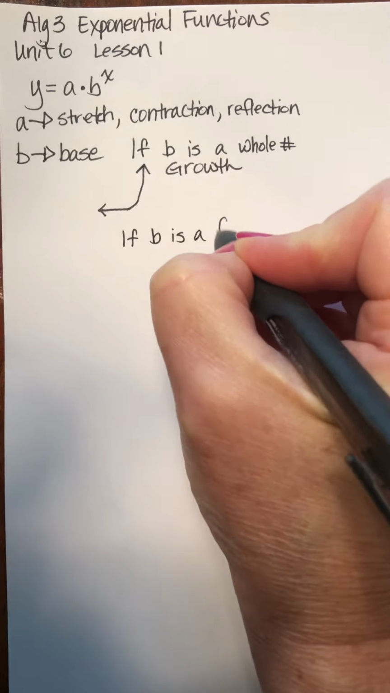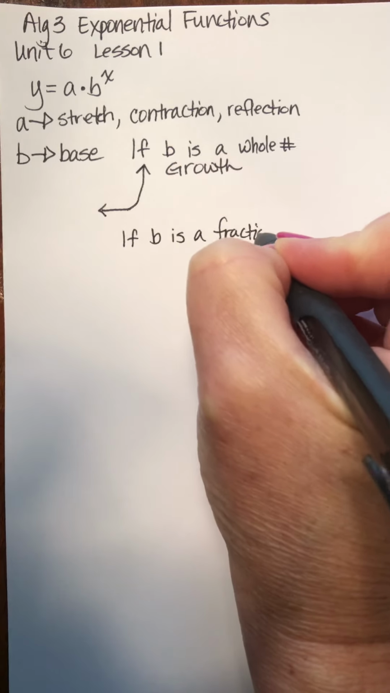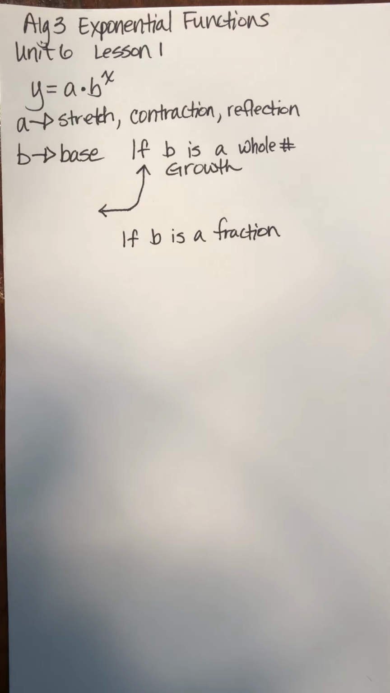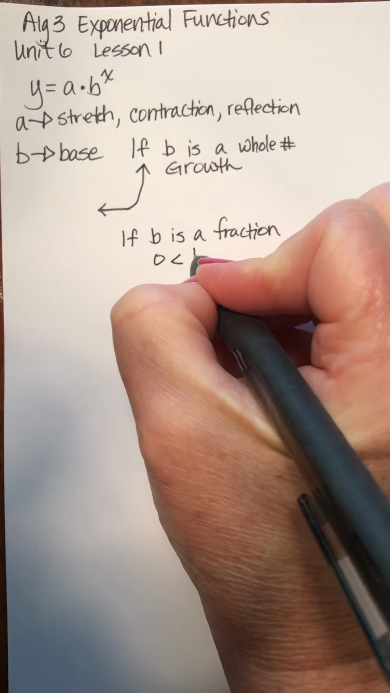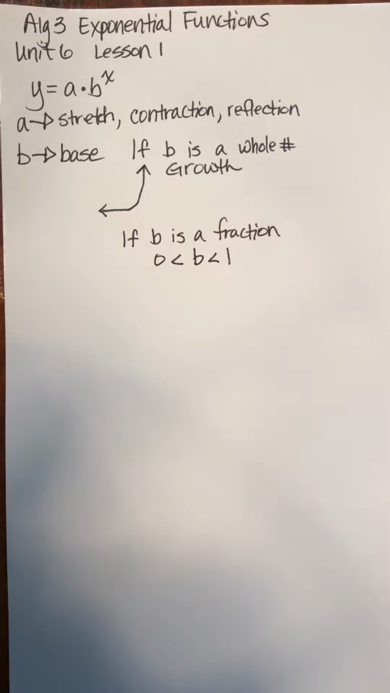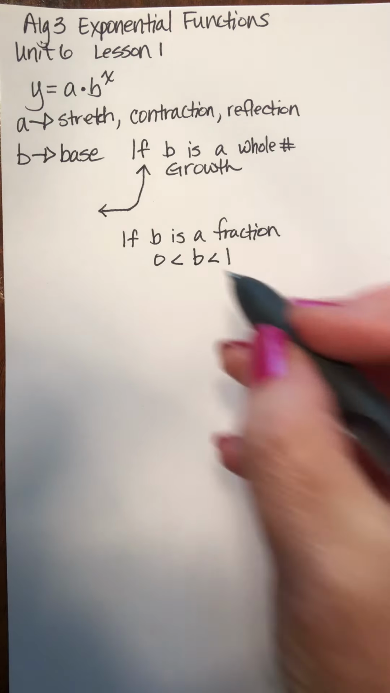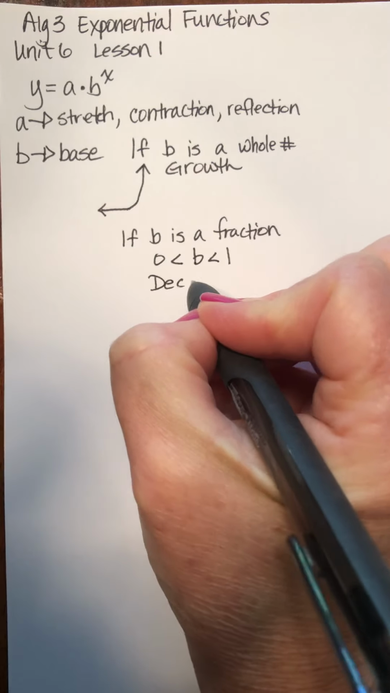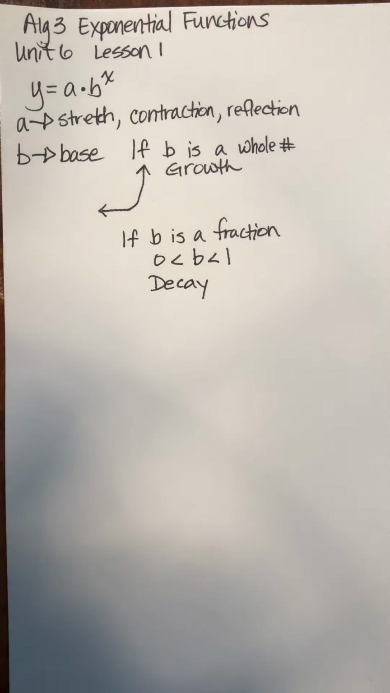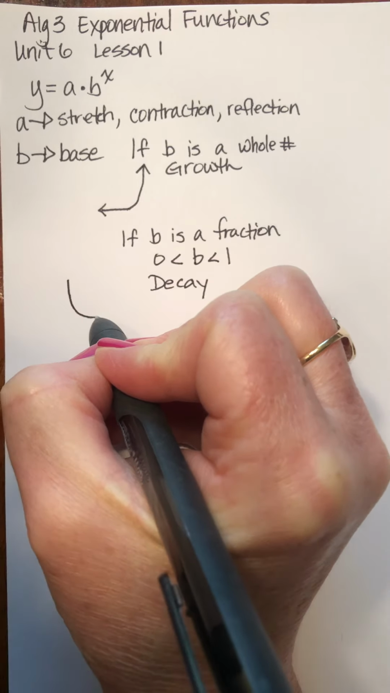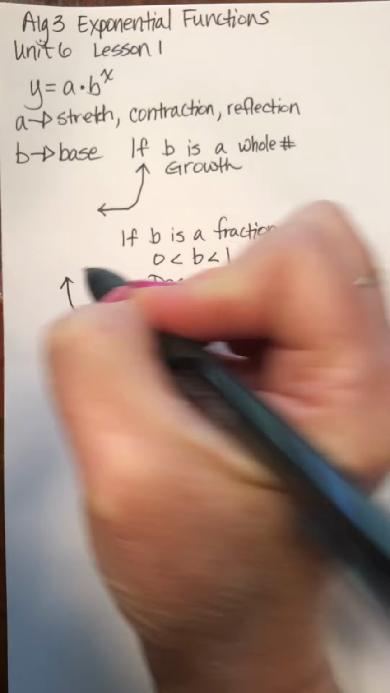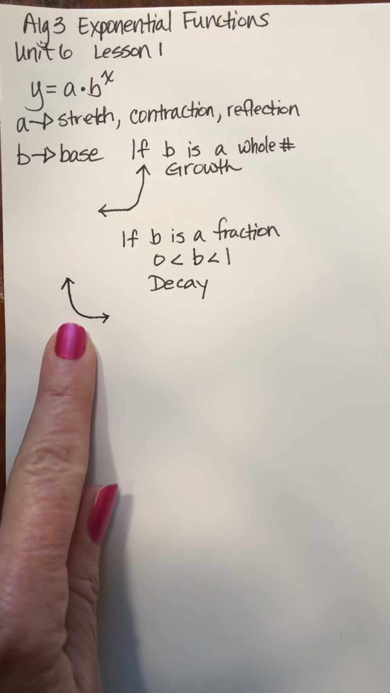Okay, if b is a fraction, now we're not talking about a contraction in this case. We're talking about something that is greater than 0 but less than 1. So if it's like 1/2 or 1/3, then it's going to be exponential decay. And what that means is it starts off with a large amount and it gets small real fast. So its graph is going to look like this.